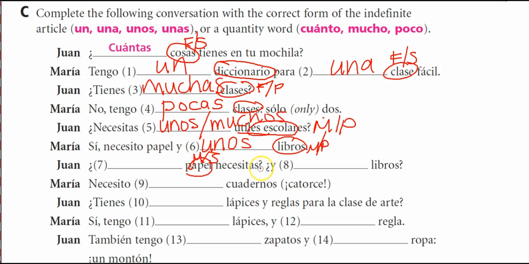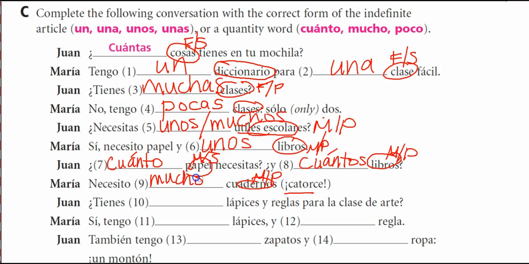Now it's a question word. Let's see. I think he's asking how much paper do you need? So that's going to be cuánto. Papel necesitas. And it looks like he's still asking a question about how many things we need. Books, though, if we go back to masculine plural, that's going to be cuántos instead. Maria's going to answer the question, gosh, I need 14 notebooks? That's crazy. Cuadernos is going to be masculine plural, so that's obviously a lot. 14 is a lot of notebooks, so that's going to be muchos.